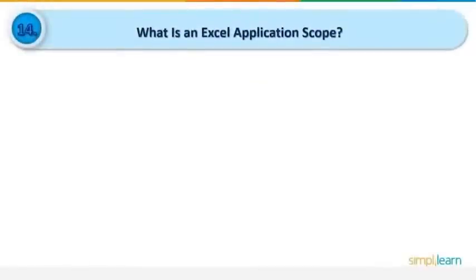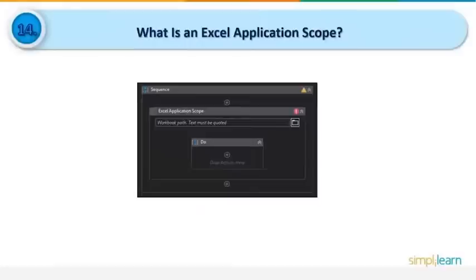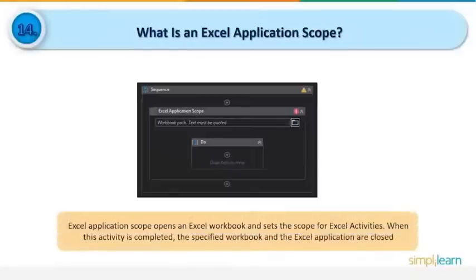What is an Excel application scope? Excel application scope opens an Excel workbook and sets the scope for Excel activities. When this activity is completed, the specified workbook and Excel application are closed.